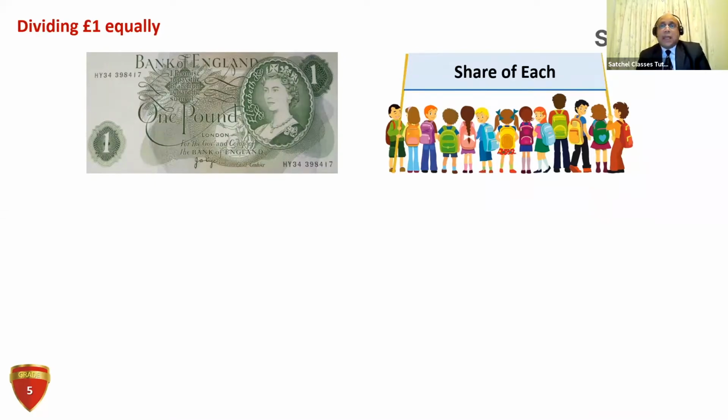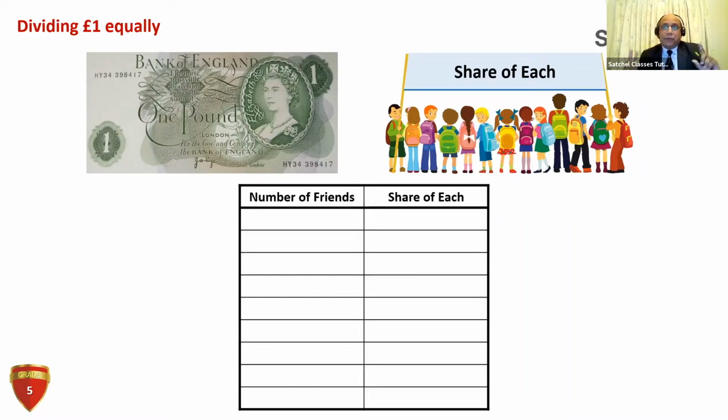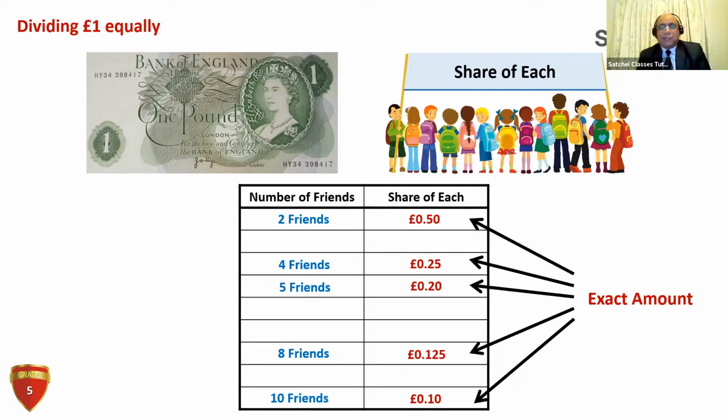Yes, of course, until you find that there would be no problem so far as the number of friends is a fixed number. For example, if the friends are 2, 4, 5, 8, 10, you would find that you can divide 1 pound into exact amounts. For example, if there are 2 friends, then each friend would get 0.5 pounds. If there were 4 friends, each friend would get 0.25 pounds. If there are 10 friends, each friend would get 0.1 pound. So you can divide it into an exact amount.